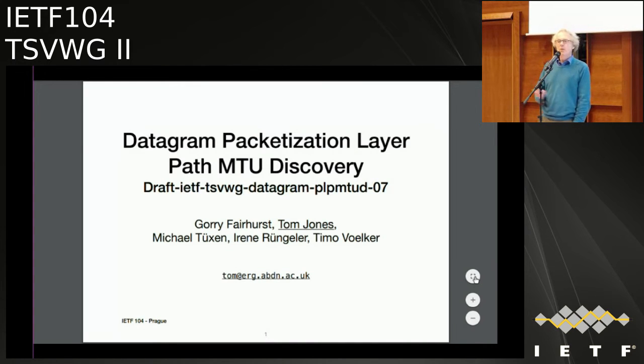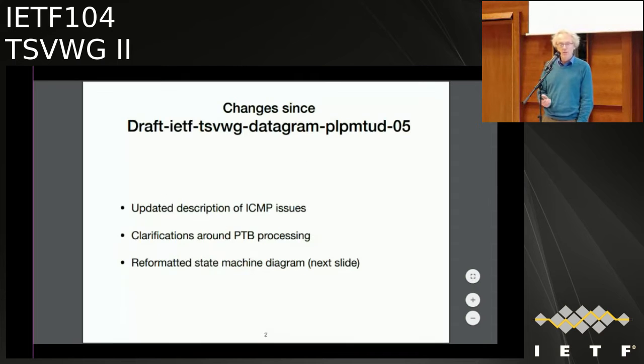The authors have been working on the draft, and we've improved the description of ICMP. ICMP issues are more clearly defined. This is a tricky thing to get right, and I think the text is now more or less there. Please read it if you're concerned. We also described the PTB processing part of the algorithm, and I think that's kind of ready as well. So what's the main contribution?